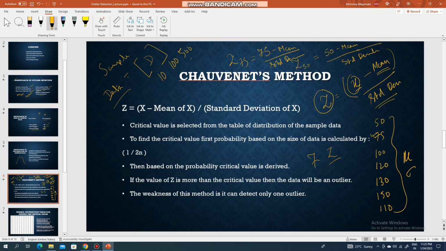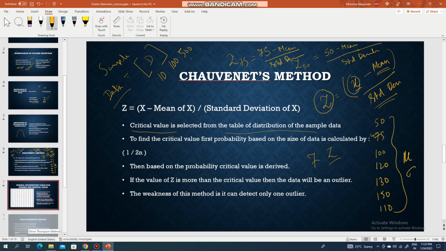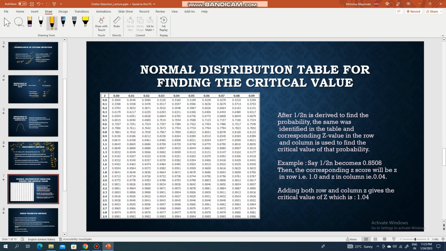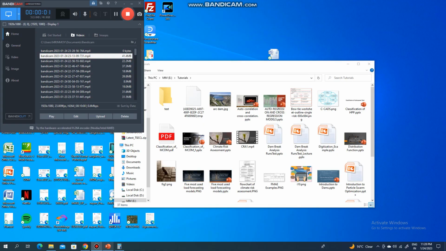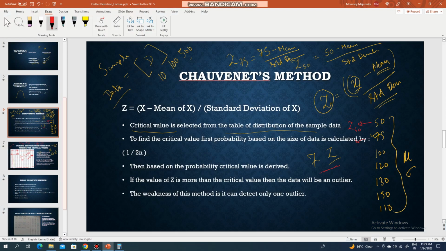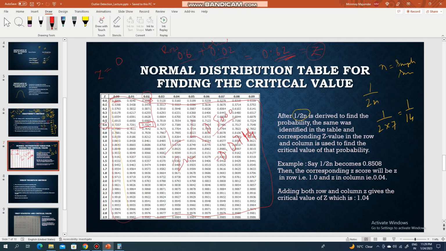And then you have to identify the critical value of Z from the table of distribution of the sample data. This table is shown here. You can find the critical value of Z from the normal distribution table. So, how to find the critical value of Z?